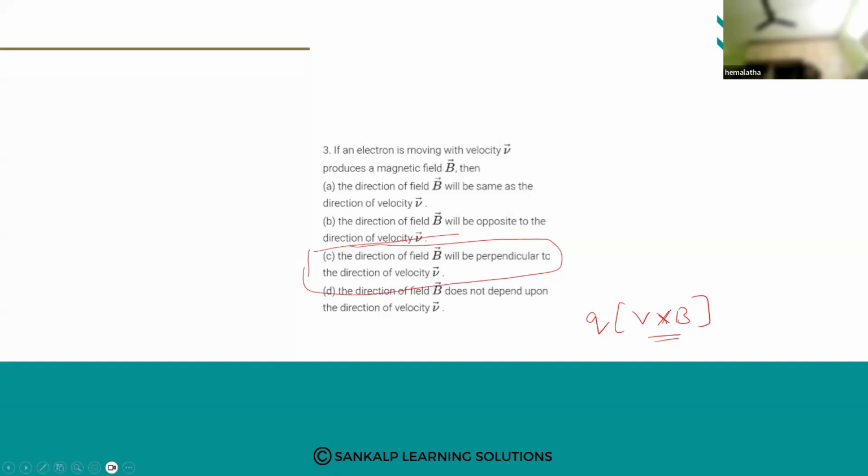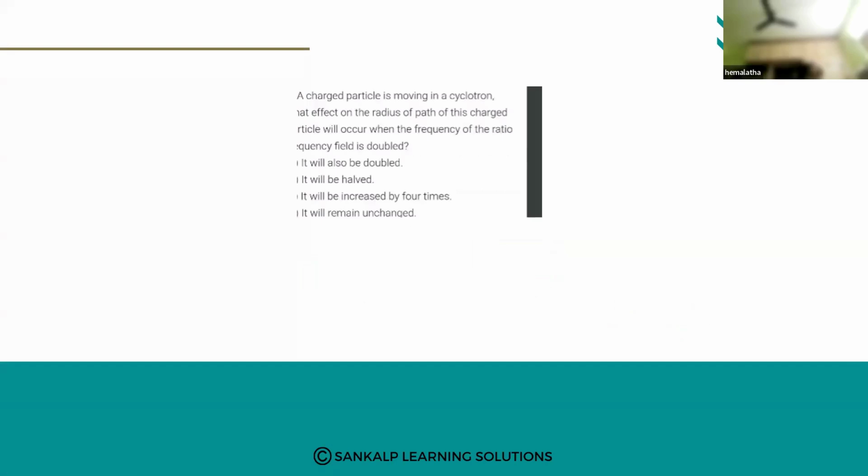Next is, a charged particle is moving in a cyclotron. What is cyclotron actually? If they ask what is cyclotron, okay, cyclotron is a particle accelerator.